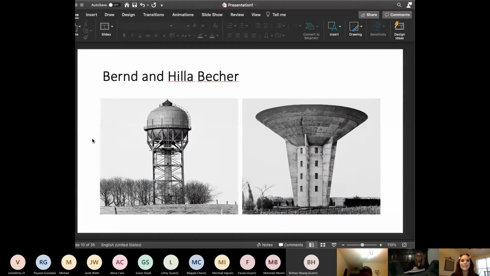Here's another one. This is a series of works by Bernd and Hilla Becher. They're a husband and wife duo that go around and take photographs of water towers. All of the photographs are always the same size and the same compositional styling, always black and white. So what are some of the things that make this cohesive? There's quite a few.